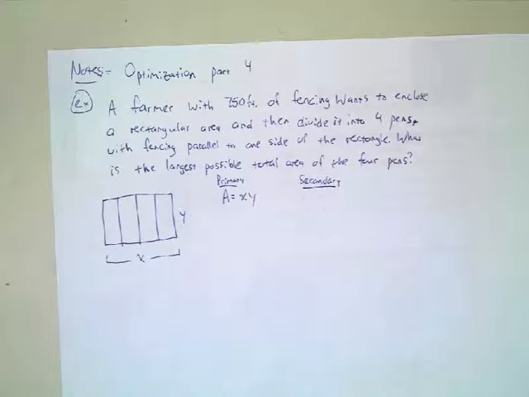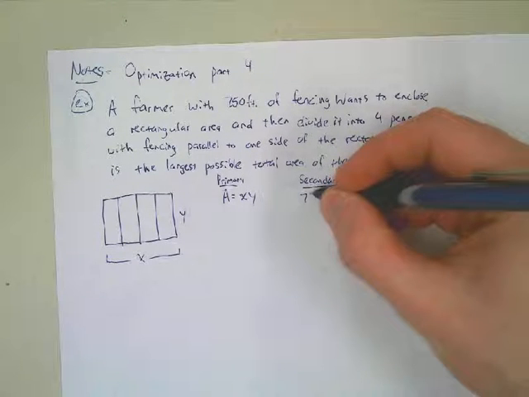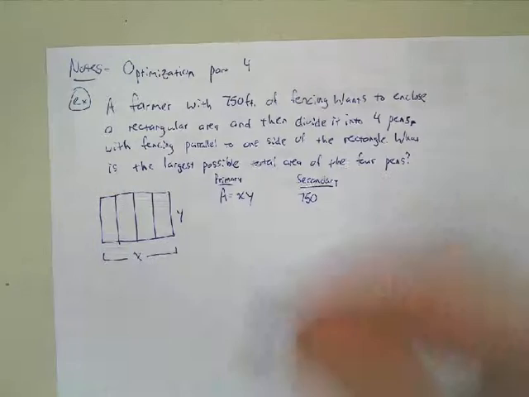Okay. Secondary equation, we have 750 feet of fencing. So we're going to come up with a perimeter here. All right, so what would that secondary equation look like here, Austin? What would that setup look like? Well, I labeled all of my individual sides X. Okay, so you labeled all these individually X.